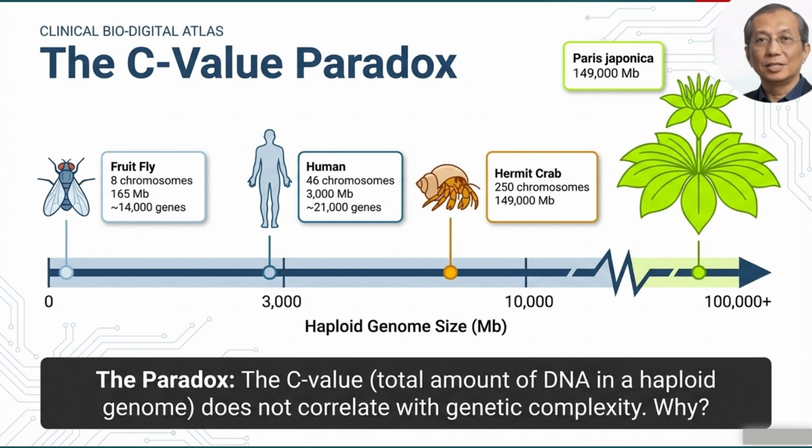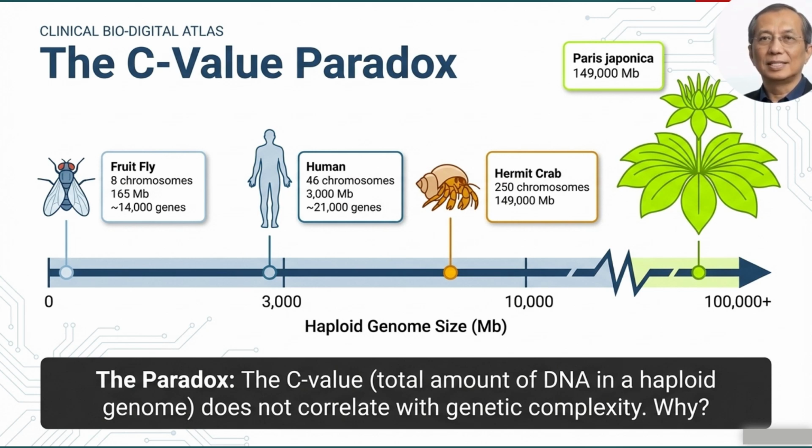Now, let's delve into one of the intriguing mysteries of genomics, the C-value paradox. The C-value refers to the total amount of DNA in a haploid genome. Surprisingly, this value does not consistently correlate with an organism's perceived genetic complexity. For instance, a fruit fly has a genome of about 165 megabases, while humans have a much larger 3,000 megabase genome. However, a hermit crab boasts an enormous 149,000 megabase genome, and the plant Paris japonica has an even larger one. This raises a critical question.